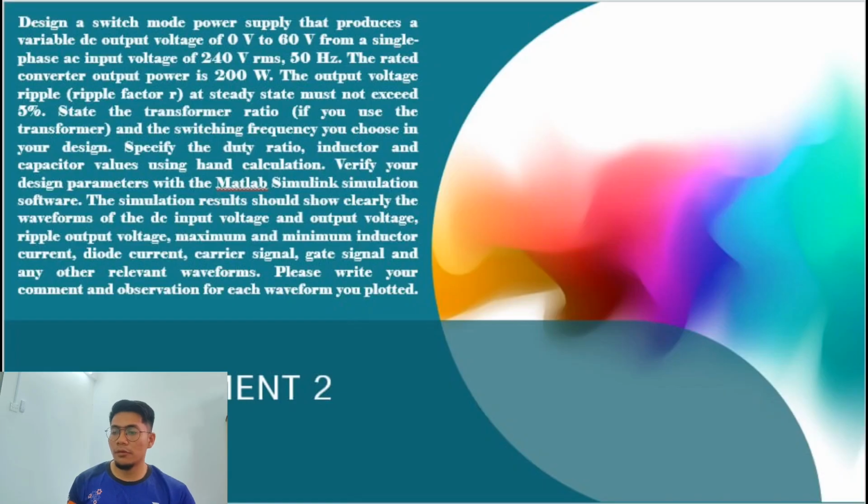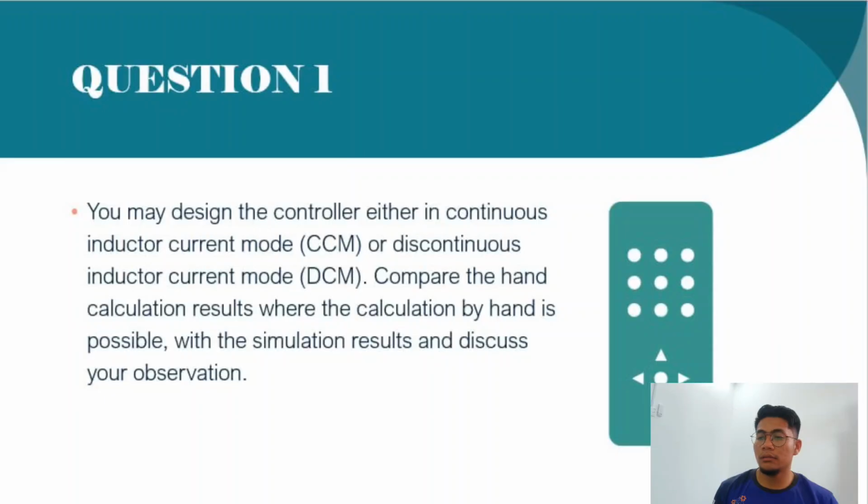For this assignment, we were assigned to design a switching power supply that produces a DC output voltage between 0 volt to 60 volt with an AC input voltage of 240 volt RMS. We must specify the duty ratio, inductor and capacitor value and compare it with hand calculation and MATLAB simulation. In this question, we use the CCM method, which is continuous inductor current mode.